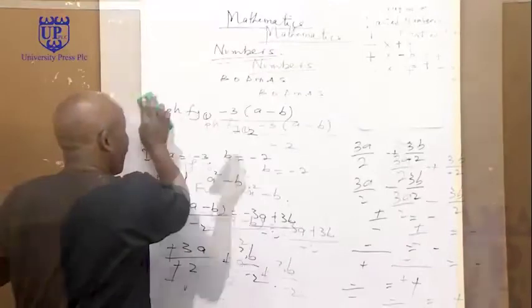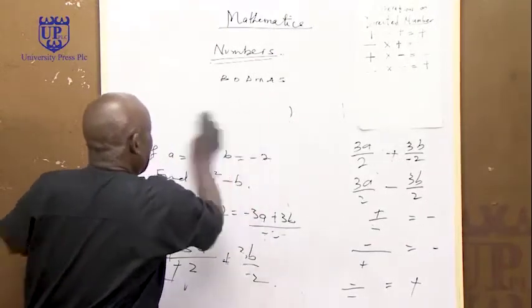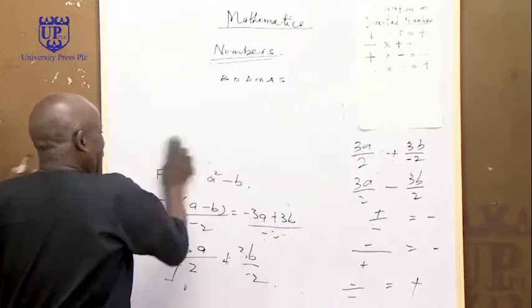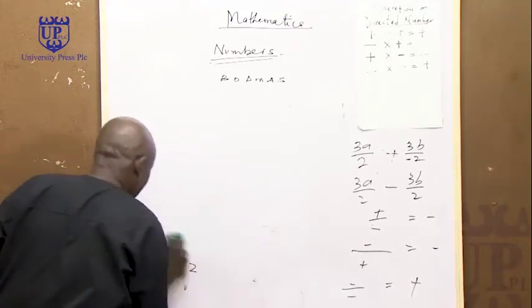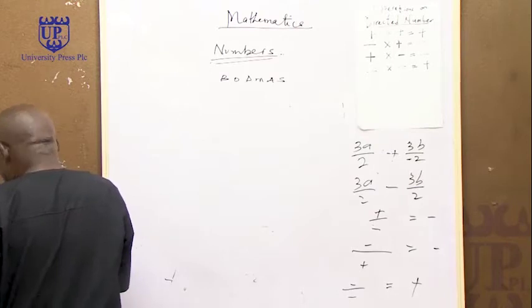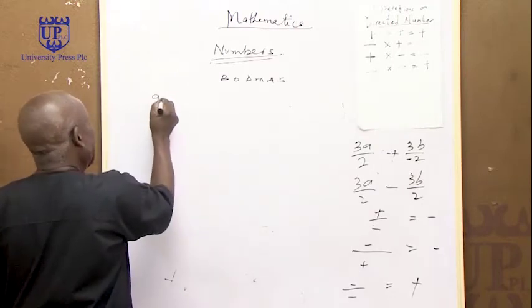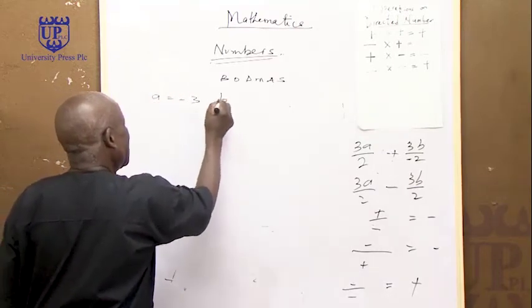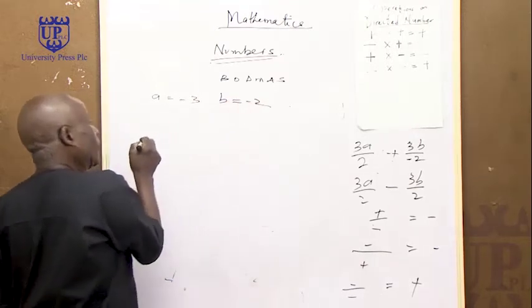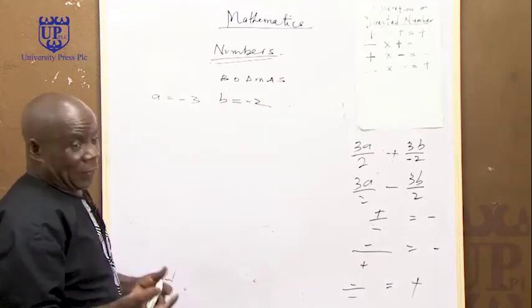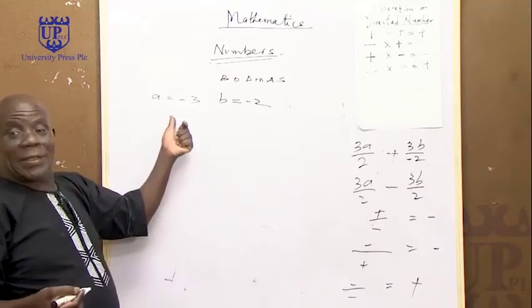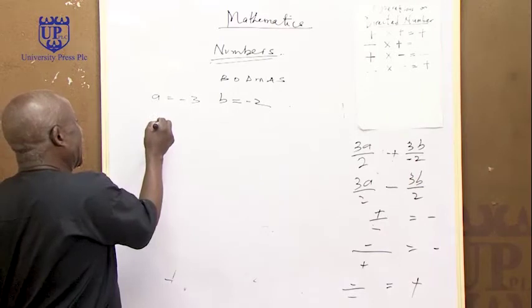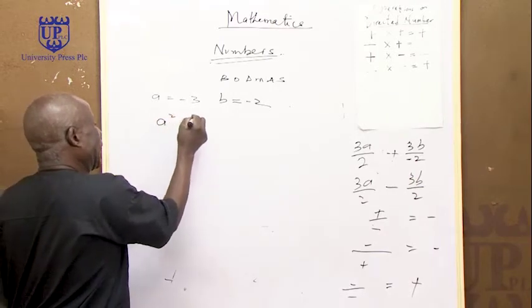A is minus 3, b is minus 2. We are to find a squared minus b. Let me rewrite that question. A is minus 3, b is minus 2. In fact, the question is supposed to say simplify or evaluate. The question will not say solve. A squared minus b.